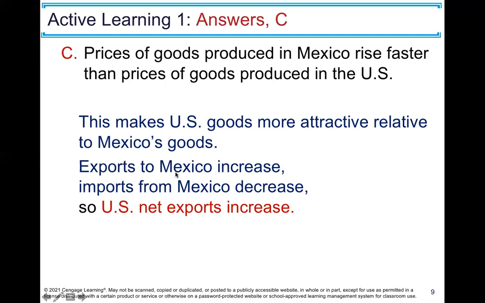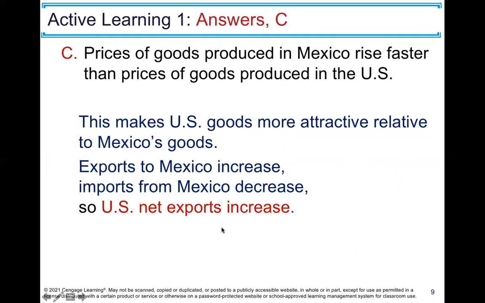But also for Mexicans, American goods are cheaper, because their prices of goods rose faster than in the US. From a Mexican perspective, American goods are cheaper, so exports to Mexico increase. Both of these lead to the same result: US net exports increase, because Mexicans are buying more American goods and we are buying less Mexican goods. In both directions, it all leads to an increase in net exports.